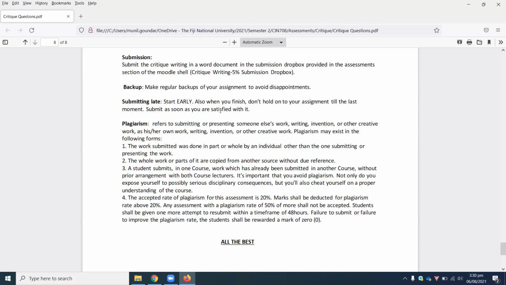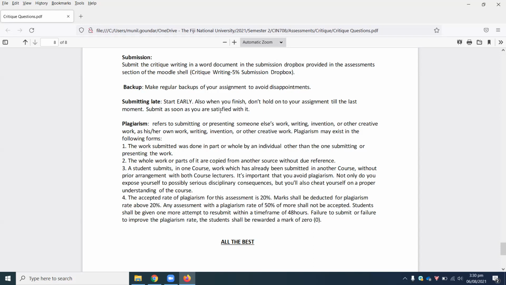And 4, the accepted rate of plagiarism for this assessment is 20%. So if your plagiarism checker hits below 20%, that's good. If it goes beyond 20%, marks shall be deducted for it. Any assessment with a plagiarism rate of 50% or more shall not be accepted. If your plagiarism rate hits more than 50%, your work will not be accepted.